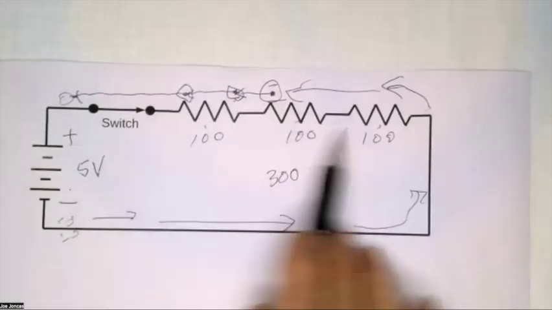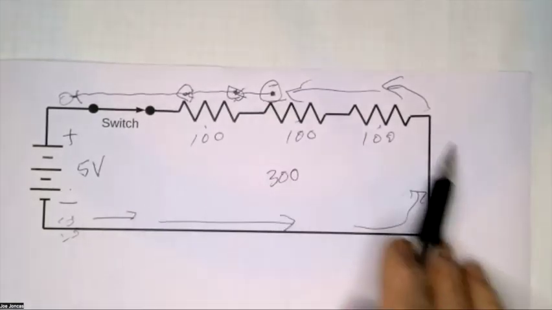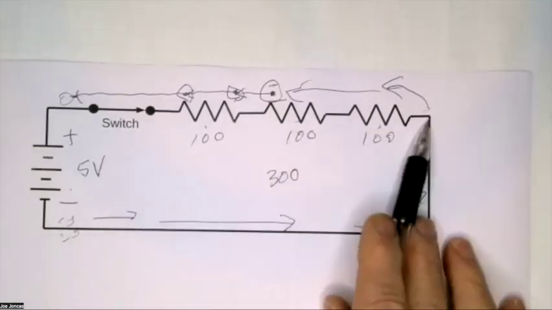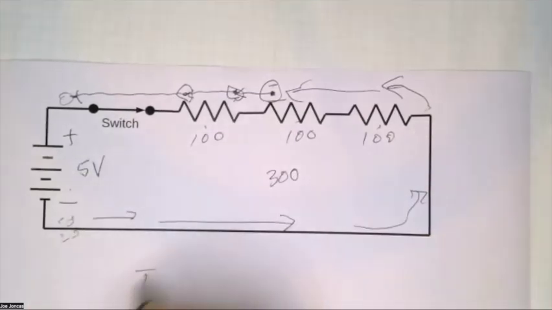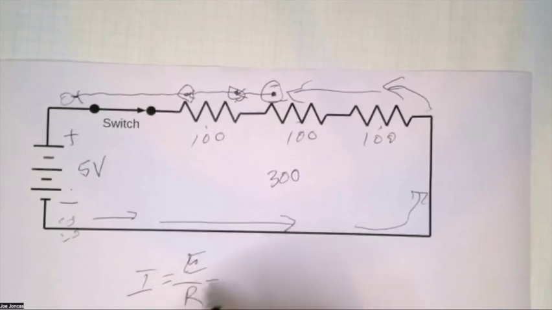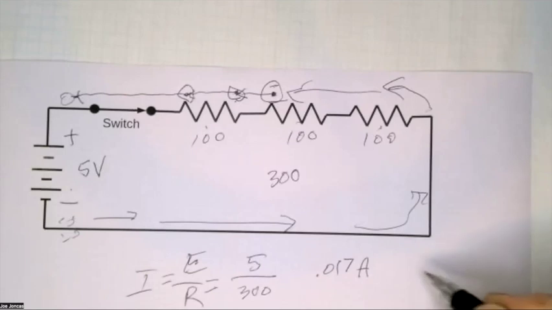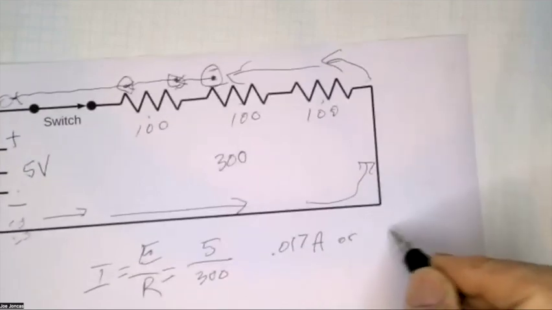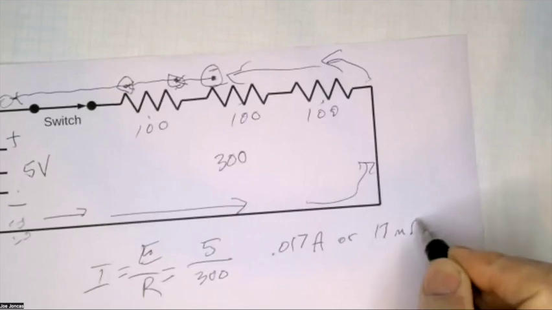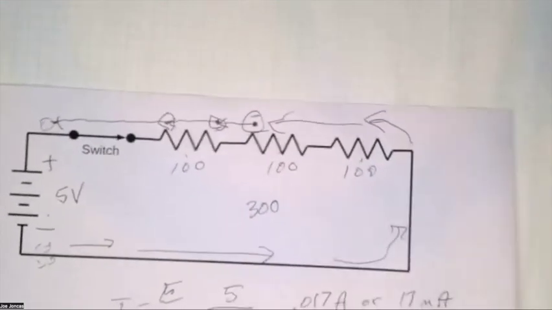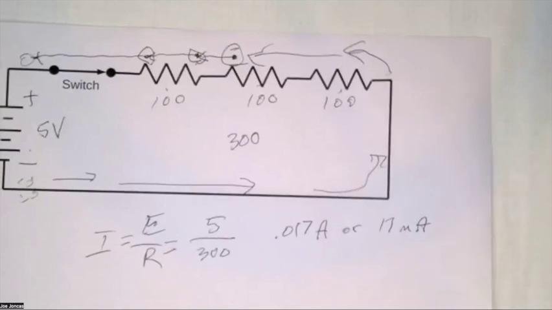So when we figure this out with Ohm's law, we'll know what the current is. And so we got 300 ohms at 5 volts. I is equal to E over R, which is equal to 0.017 amps, or 17 milliamps. Good call, Scott.